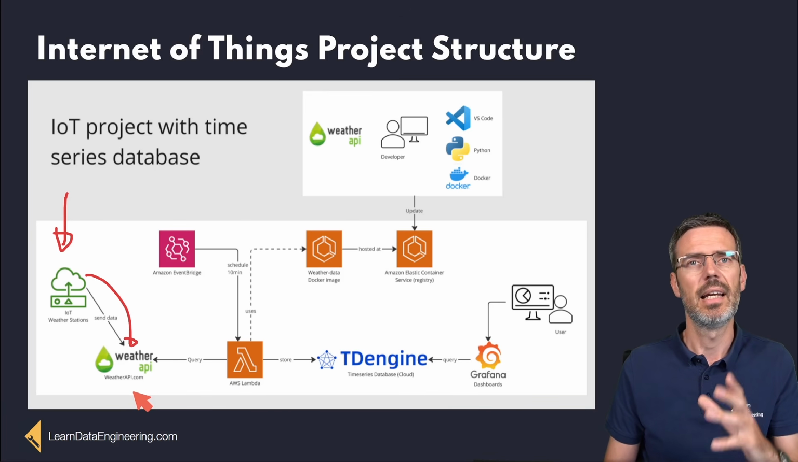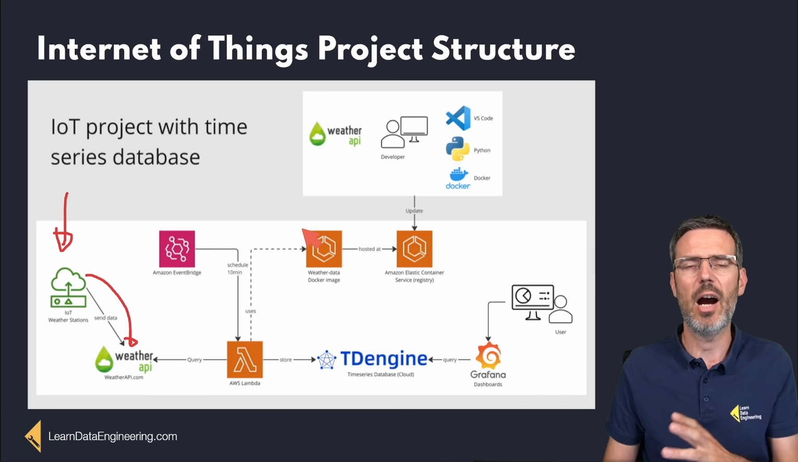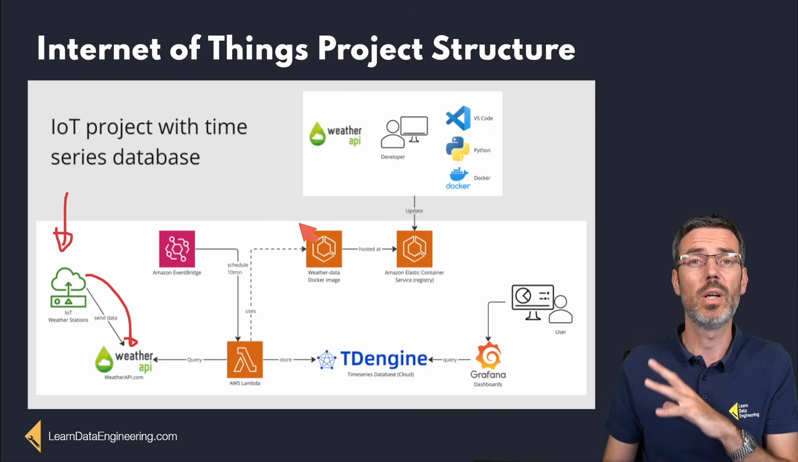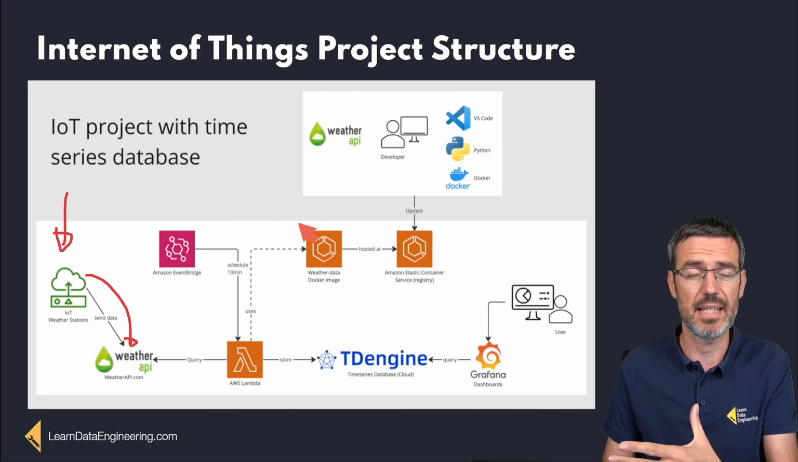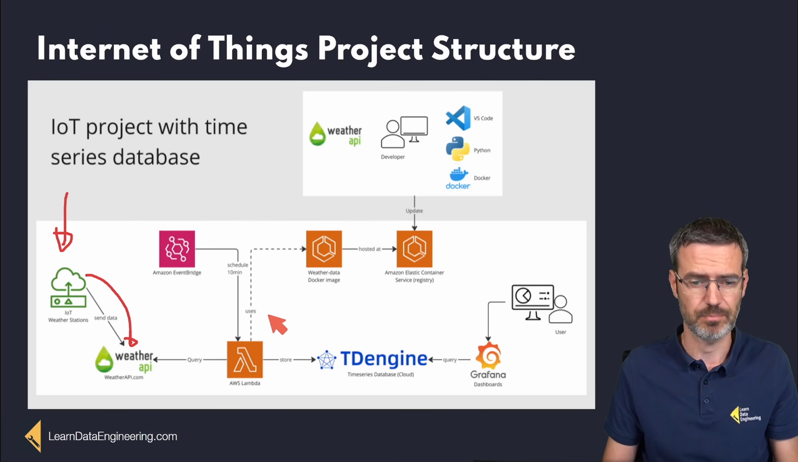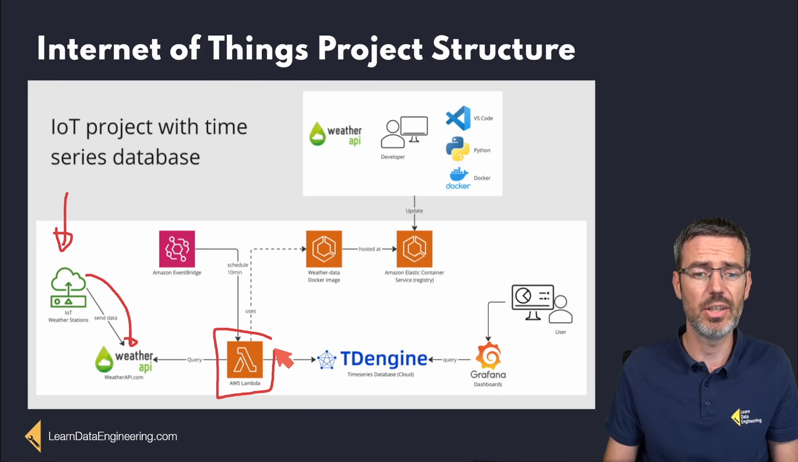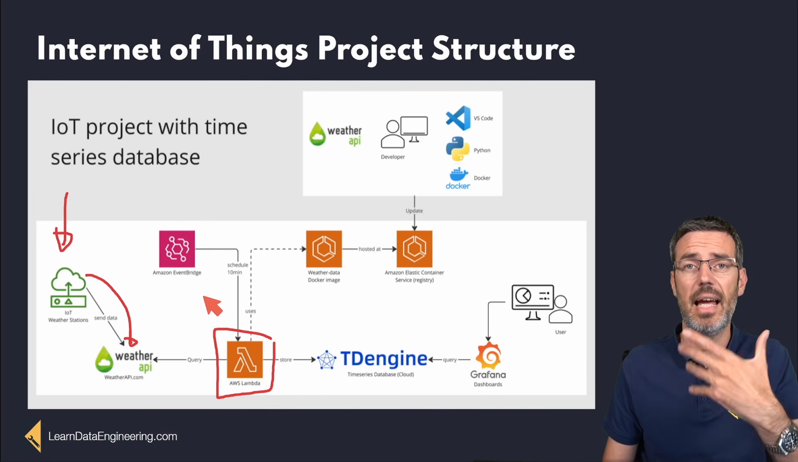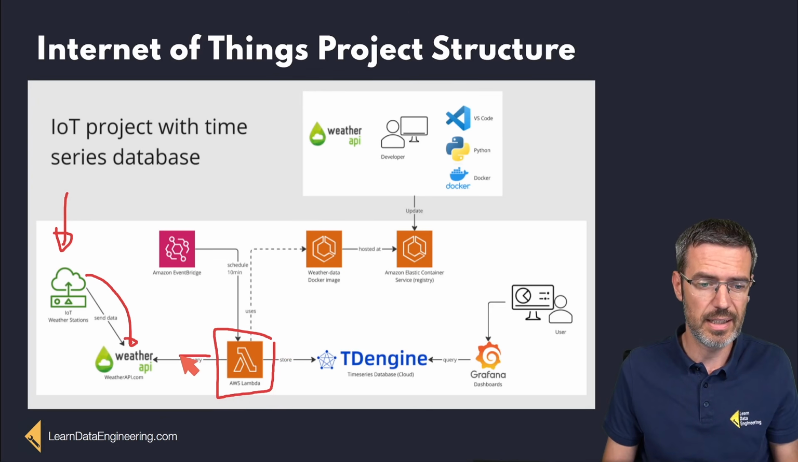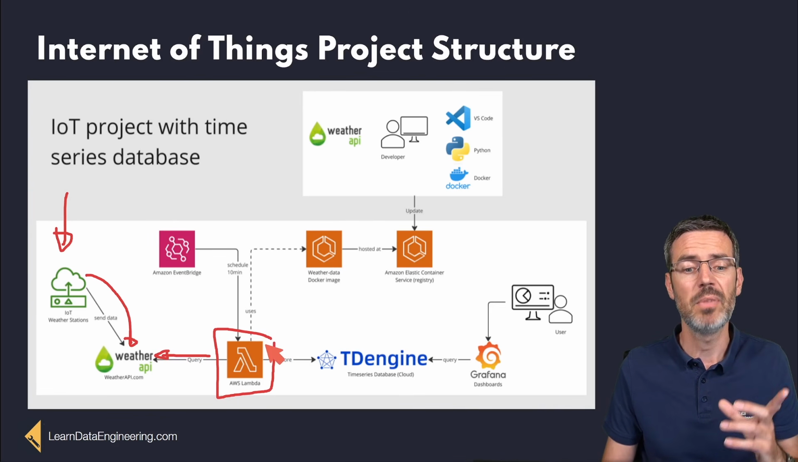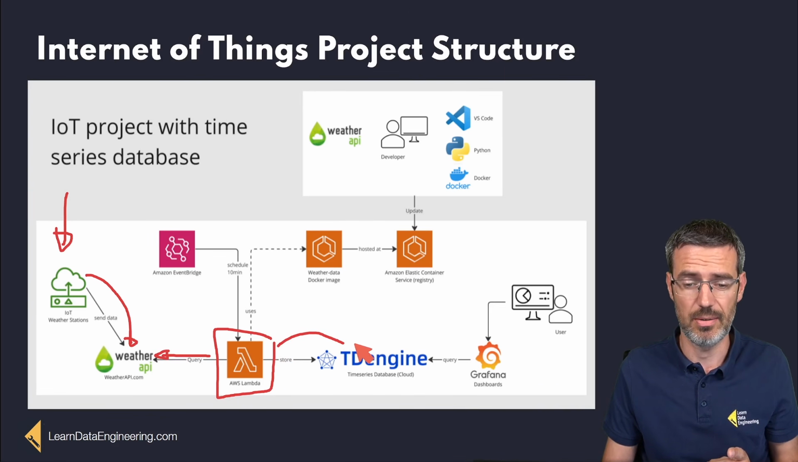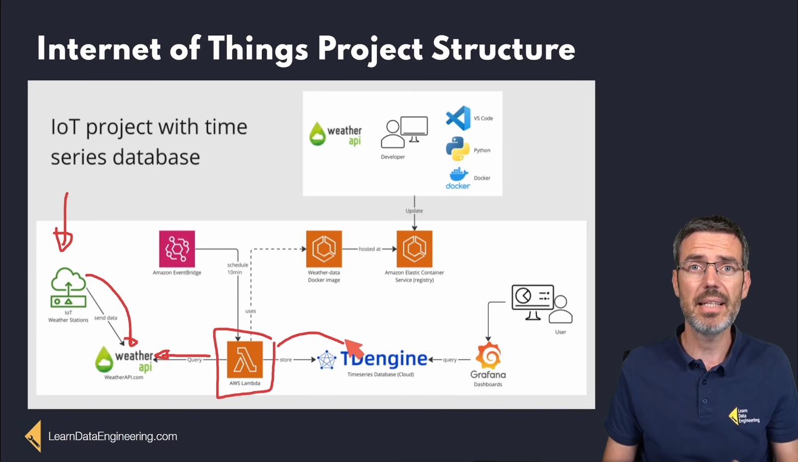Very good. Then we have our part where we are going to host all the processing. The processing is going to be done on AWS. So the main part here is the Lambda function that will then query the data from our weather API and write it into TDengine, a time series database.